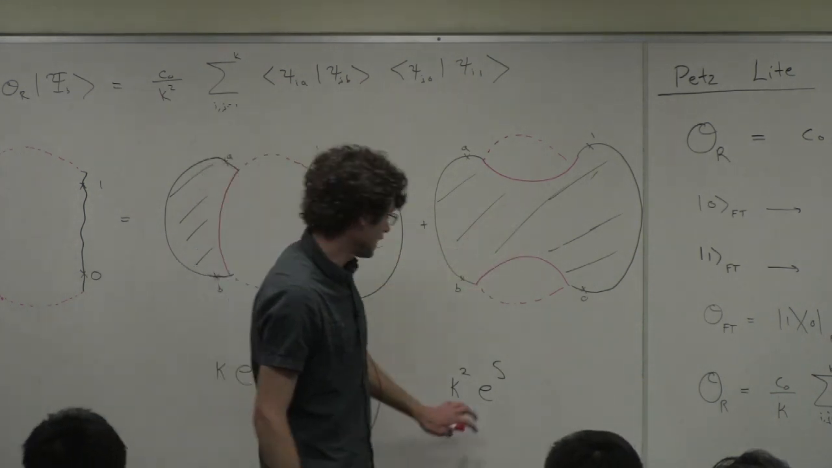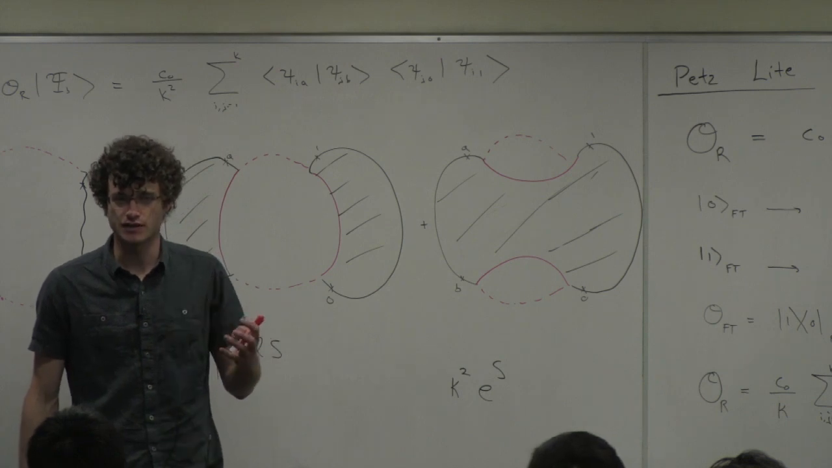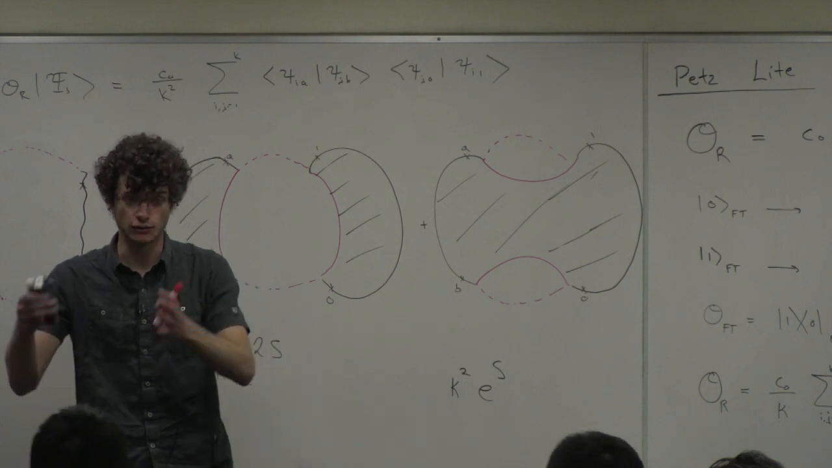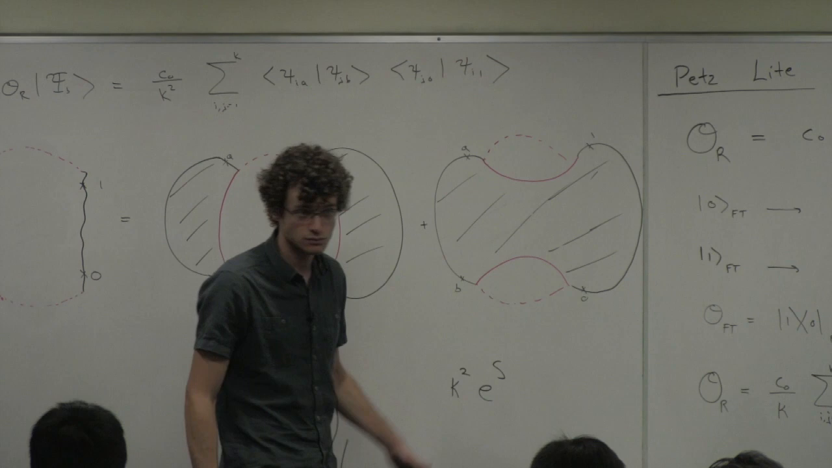And in particular, if k is big enough that the entanglement wedge of the R system includes the interior. That was the case where the entanglement wedge of the R system includes the interior. That's the case where this geometry here dominates. Okay.